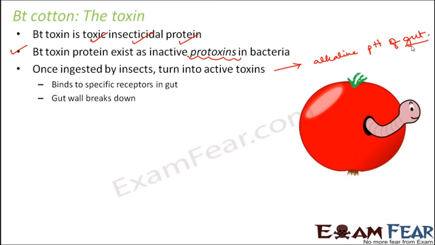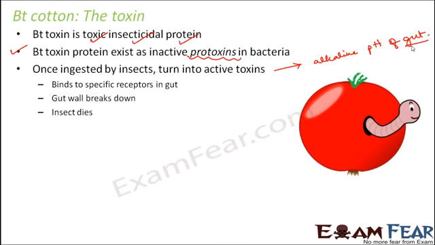So, the same thing happens. Over a period of time, the gut wall breaks down, that is, the wall of the digestive tract breaks down. And as a result, the insect will die. Now, it is a very common thing, right? If your digestive tract gets impacted so badly, the organism will die. So, this is how the Bt toxin becomes toxic.